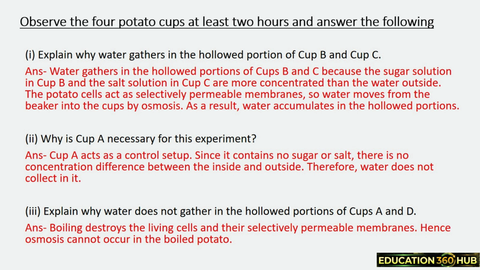Answer. Water gathers in the hollowed portions of cups B and C because the sugar solution in cup B and the salt solution in cup C are more concentrated than the water outside. The potato cells act as selectively permeable membranes, so water moves from the beaker into the cups by osmosis. As a result, water accumulates in the hollowed portions.